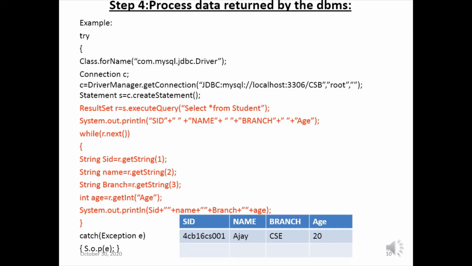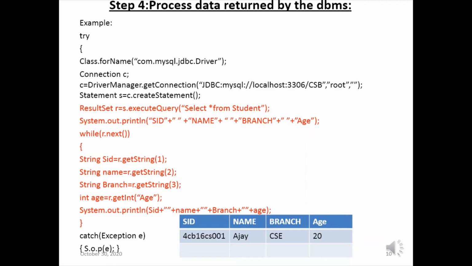In the example, first we have loaded the driver with the help of forName. Then the connection is going to be established with the help of the getConnection method. Then next we are creating the query by making use of the createStatement method. Then we are executing the query with the help of the executeQuery method. Here my query is select star from student. This method is going to return the value to the ResultSet interface object.